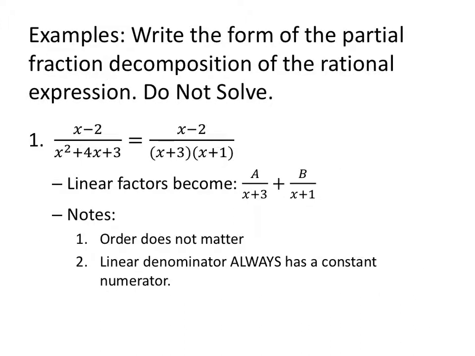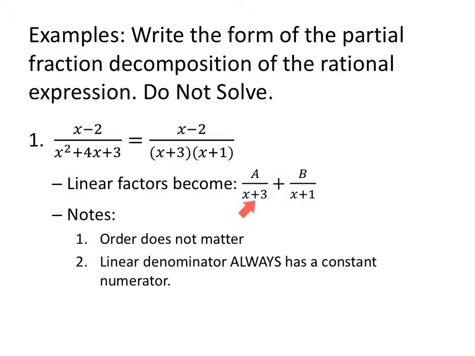So let's look at this form. If we want to write the form of the partial fraction decomposition of the rational expression, and that's it, just write the form, first step, what we're going to do is we take x minus 2 over x squared plus 4x plus 3 and completely factor the denominator. To factor this denominator, it will be x plus 3 times x plus 1. And since we have two linear factors, none of them are repeated, our form will be A, some unknown, over x plus 3, plus B over x plus 1.